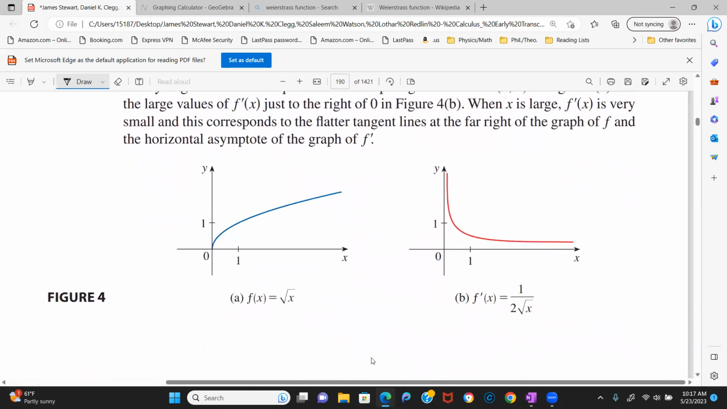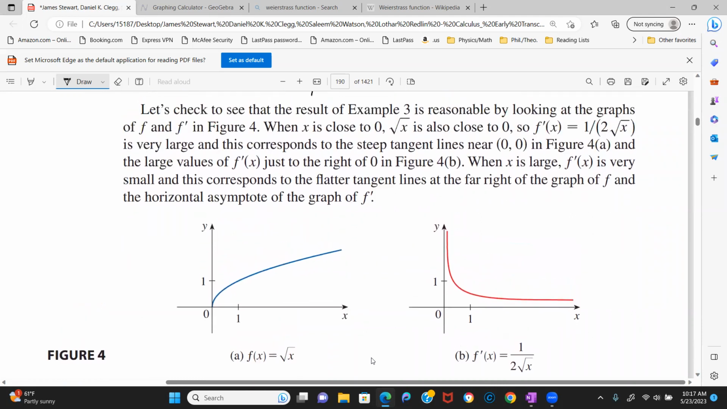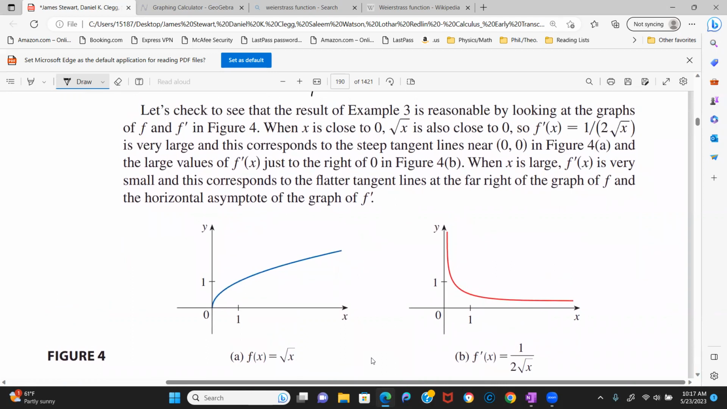All right, so here's another comparison. I'm going to leave it up to you, well, maybe this one is actually interesting to go through. Let's see. Here's the graph of f of x, which is square root of x, and here's the graph of the derivative. So what do they say? When x is close to 0, square root of x is also close to 0. Oh yeah, so the derivative should be very large. Because remember, if x is a small number, square root of x is going to be also small.